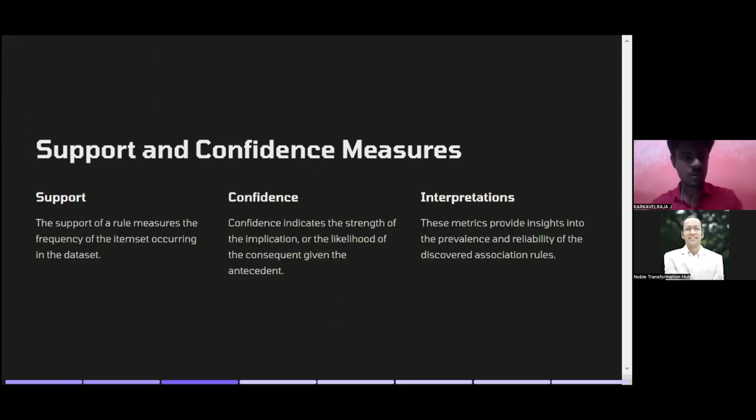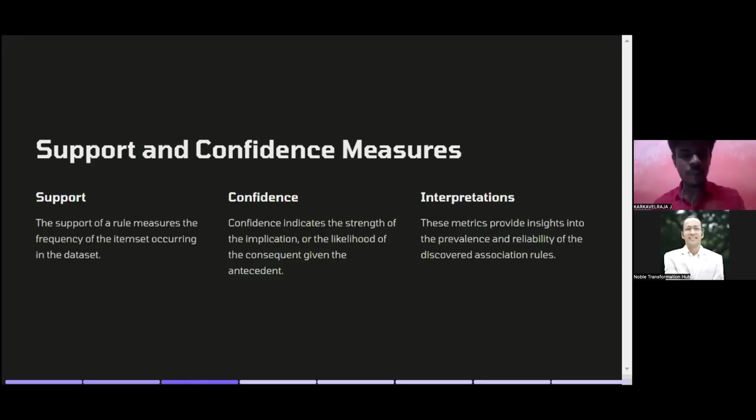What is support? Support of the rule measures the frequency of the item set occurring in the data set. Simple. Let's take three transactions. A transaction means we are buying a product. Sir is buying a product, I am buying a product, you are buying a product. Three transactions, right? How many times does bread occur? Whether all three of us bought bread, two of us, or one of us. That is called support.